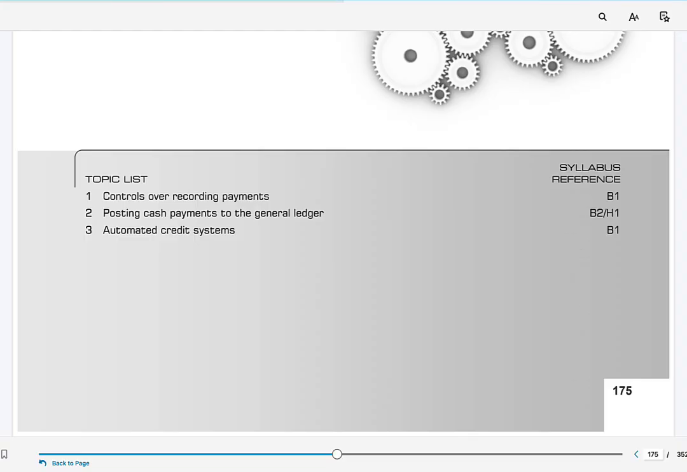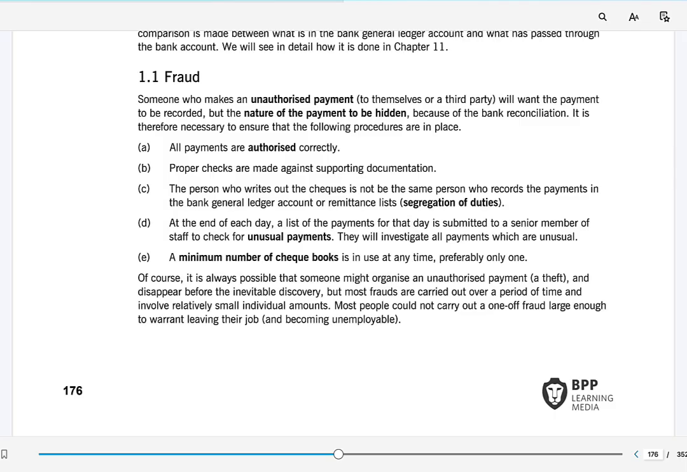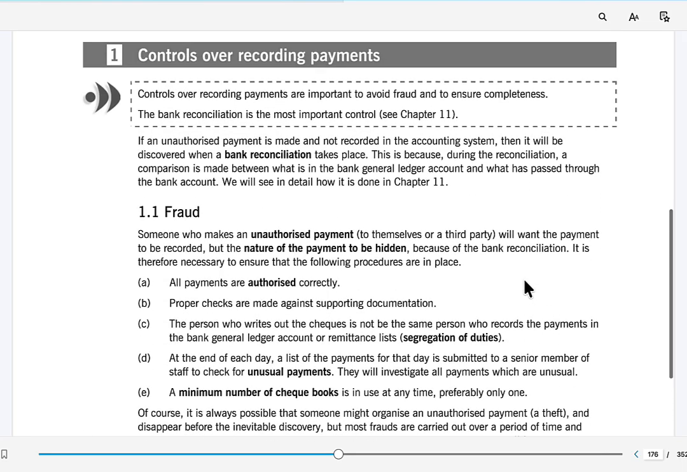As we go through Chapter 9, keep this big idea in your mind. A payment is not just money leaving the business. A payment is a transaction that must be authorized, supported by evidence, recorded correctly, and then checked against the bank so the records remain complete and trustworthy. Now that you know the topics, we are ready to begin Chapter 9 properly, starting with controls over recording payments and understanding why the business must treat payments as a high-priority area for strong internal control.